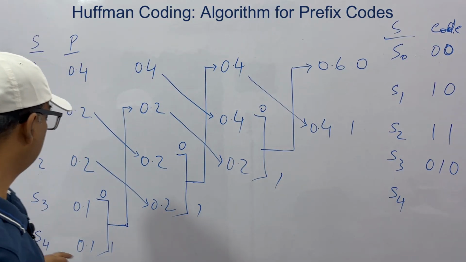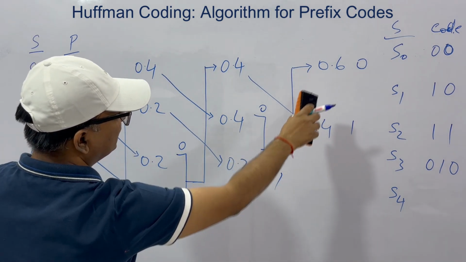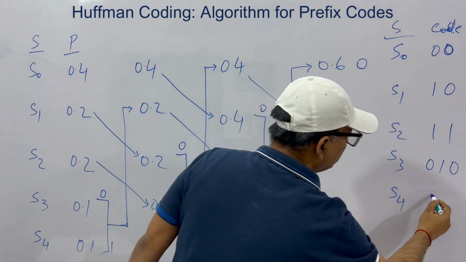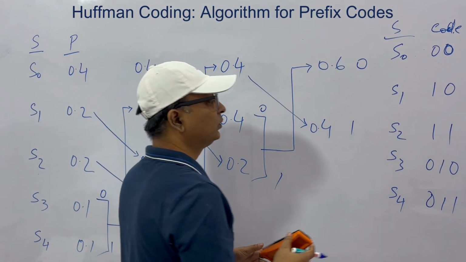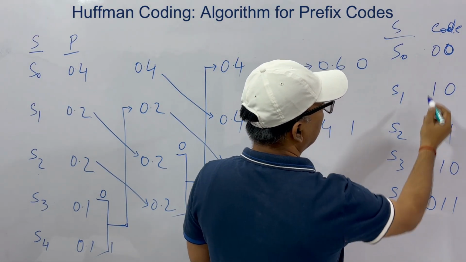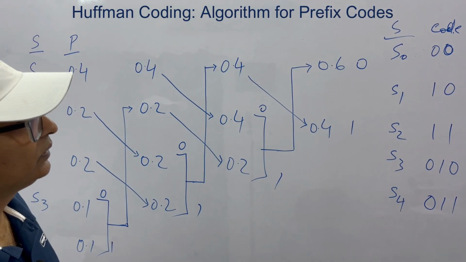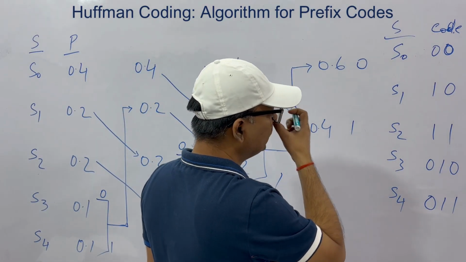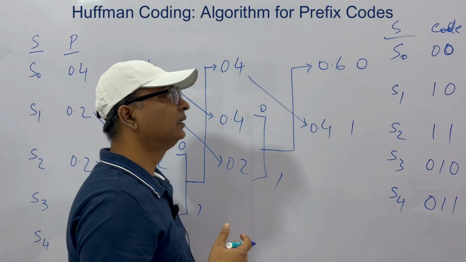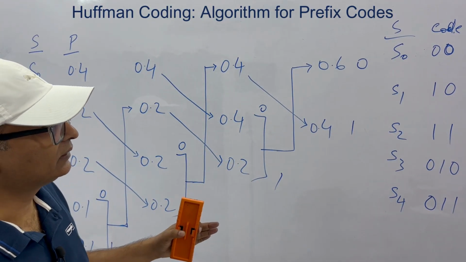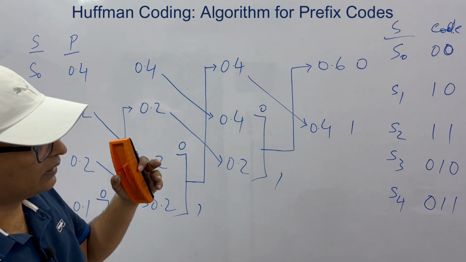And then S4, we have 1, 1, 0, that is 0 1 1. So we have assigned prefixes. S0 is 0 0, S1 is 1 0, S2 is 1 1, S3 is 0 1 0, S4 is 0 1 1. Clear? And using a decision tree, you know how we can do that? We can make a decision tree which takes the first digit. If it is 0, it will send to S0. If it is 1, it will go to the next node. Then again 0 and 1.